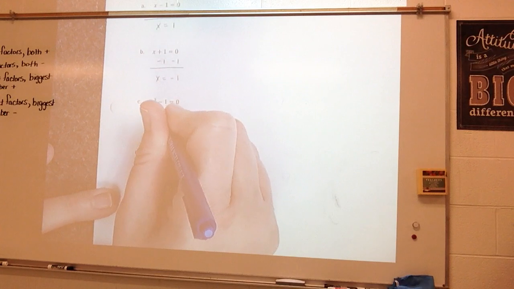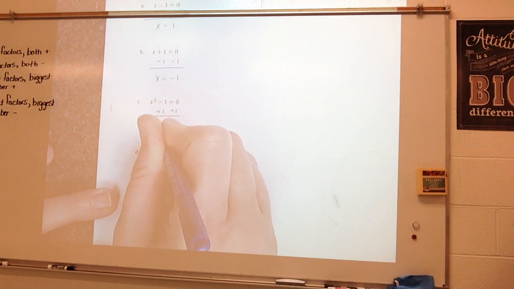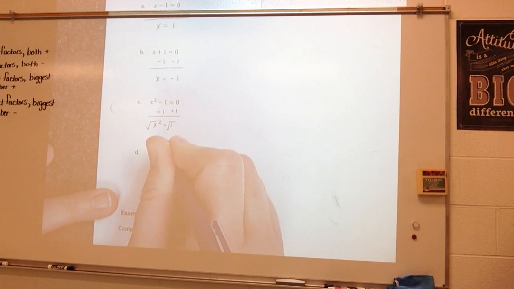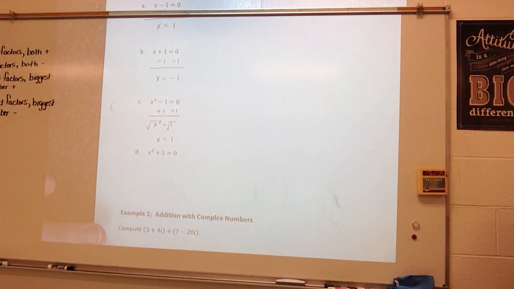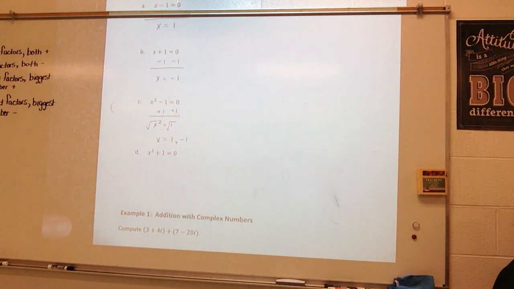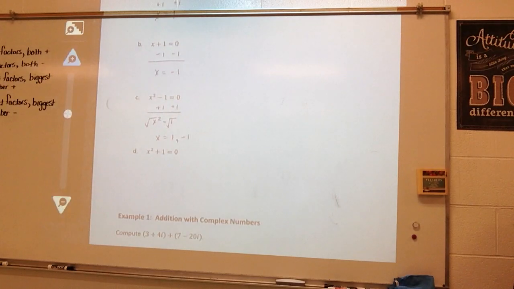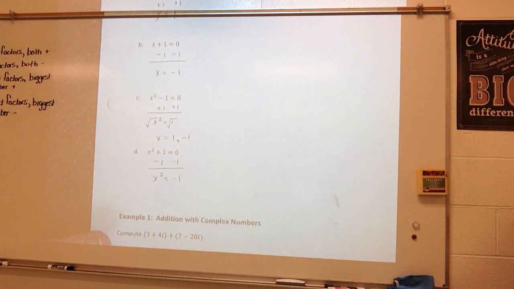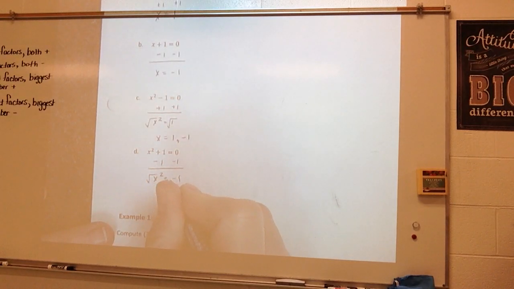C, I would add 1 to both sides. I get x squared is equal to 1. We know that in order to solve for x, we would take the square root. So in this case, the square root of 1 would be 1 or negative 1. So there are 2 solutions here. Alright, and then the last one, subtract 1, and we get x squared is equal to negative 1. So we know that we can't take the square root of a negative number, so there are no real solutions here.